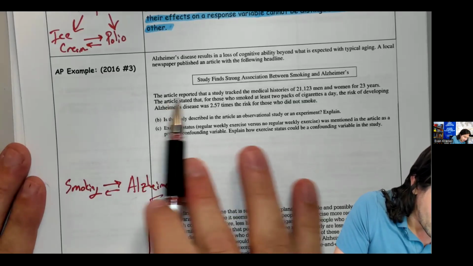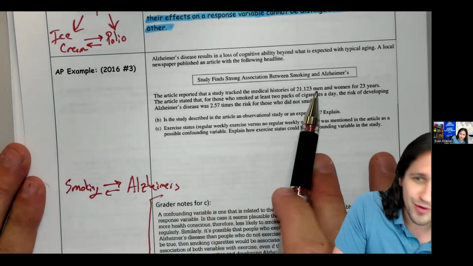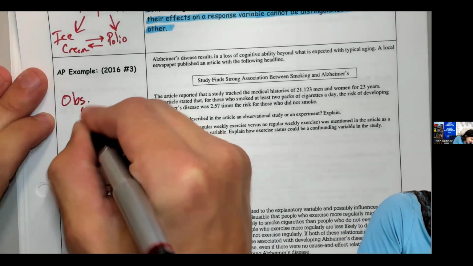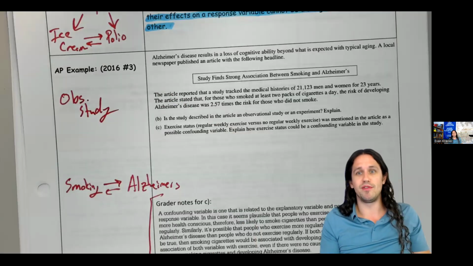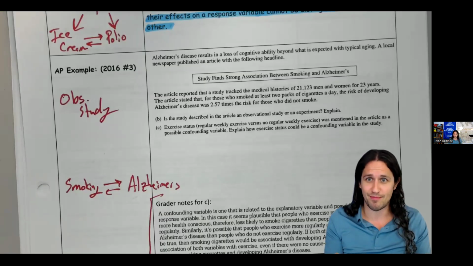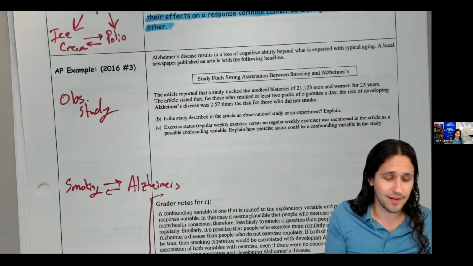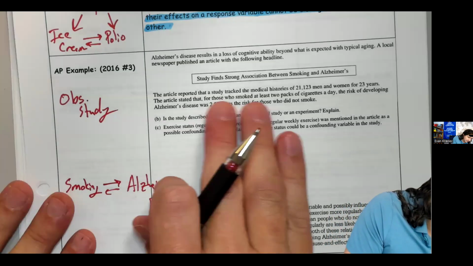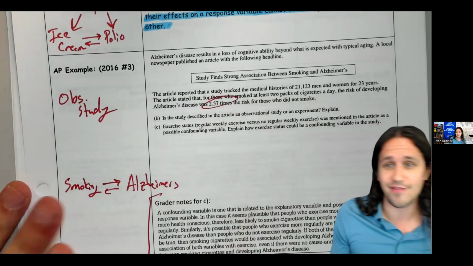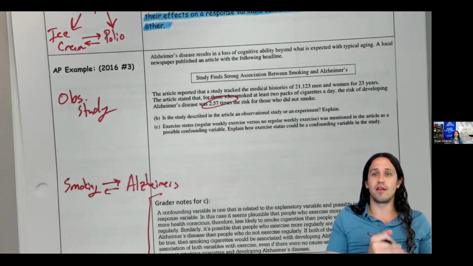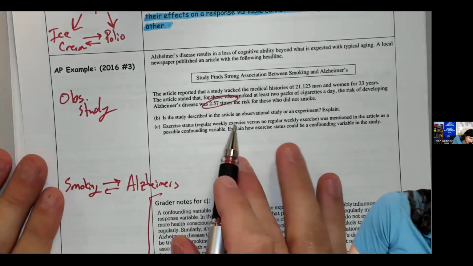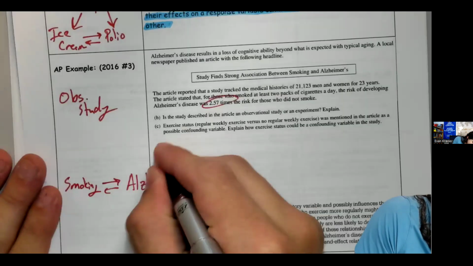A. Article reported that study tracked some people who were smoking. It wasn't an experiment. This had to have been an observational study because we can't make people take cigarettes. We can't make people smoke cigarettes, especially if we think the cigarettes are going to give them Alzheimer's. Bad. All right. Some people who smoked at least 2 packs of cigarettes a day, the risk was 2.75 times the risk. Okay, so it looks like smoking makes your Alzheimer's risk go up. Well, is the study described an observational study or an experiment? Okay, so we got the answer to part A.